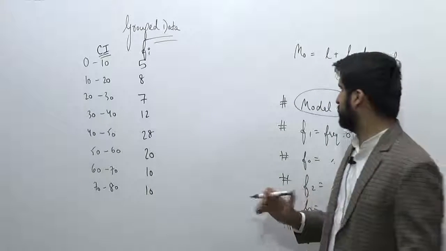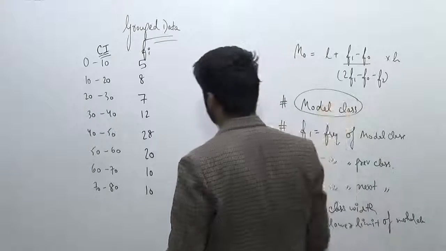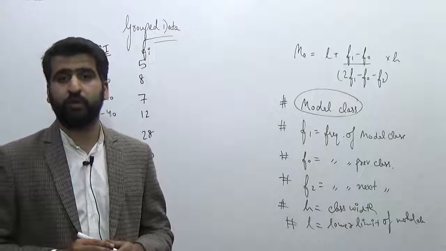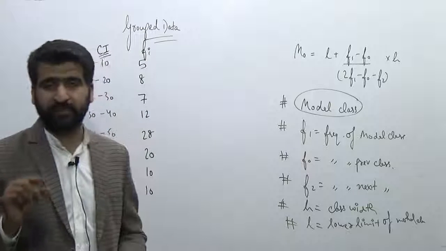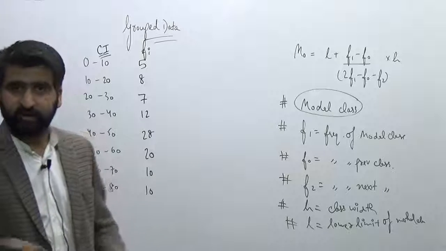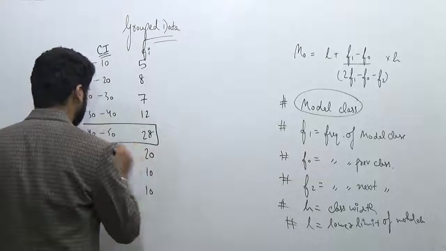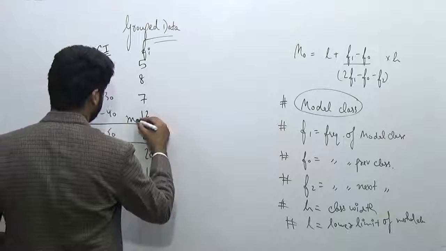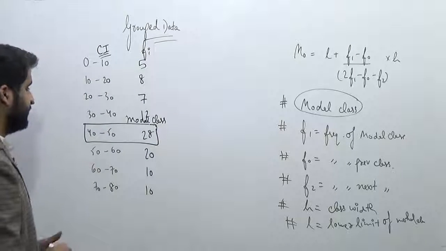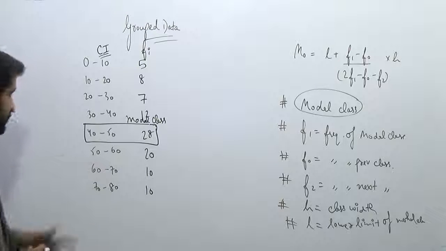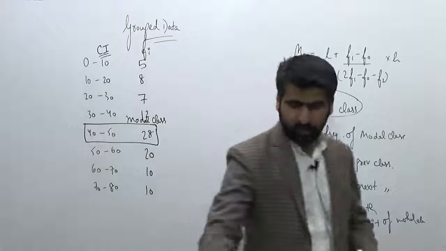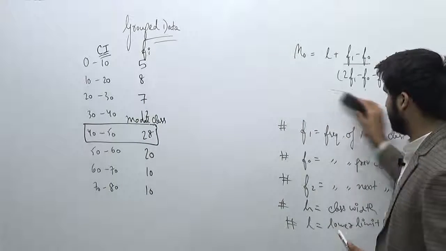What I need to do is, first of all, identify the modal class. Now guys, I told you mode is always related with the maximum frequency. So the class interval with the maximum frequency will be designated as the modal class. The modal class for this data will be the class with the maximum frequency, and in this case it is 40 to 50. So we can say that the modal class here is this one. We defined the modal class. The first step is solved.